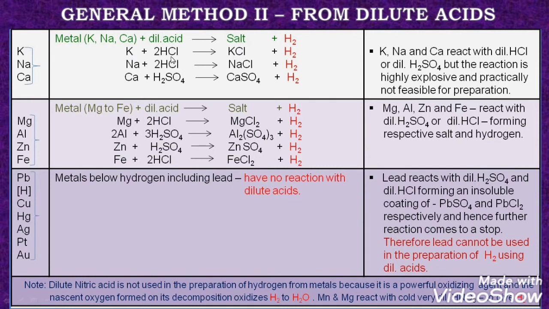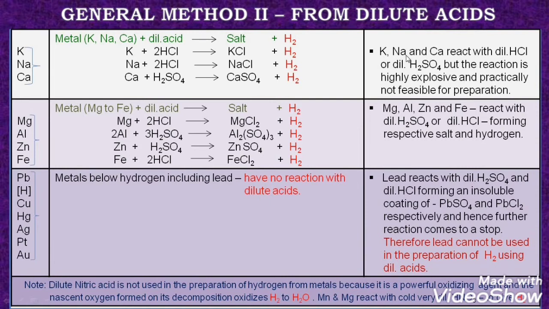Now potassium reacts with dilute hydrochloric acid to form potassium chloride liberating hydrogen. Sodium reacts with dilute hydrochloric acid forming sodium chloride liberating hydrogen. Calcium reacts with dilute sulfuric acid forming calcium sulfate liberating hydrogen. You can see here, because it is sulfuric acid, the respective salt is also a sulfate.